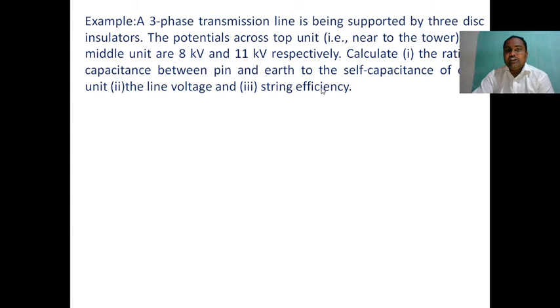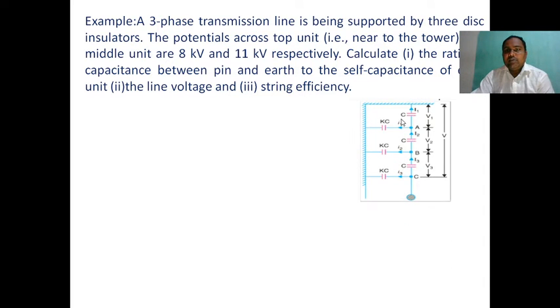Third, the string efficiency. Here they have not given the voltage distribution across the string; they gave the potential across the top unit nearer to the tower. They gave three discs. Nearest to the tower means V3. V3 is given as 8 kV, and V2 is given as 11 kV.